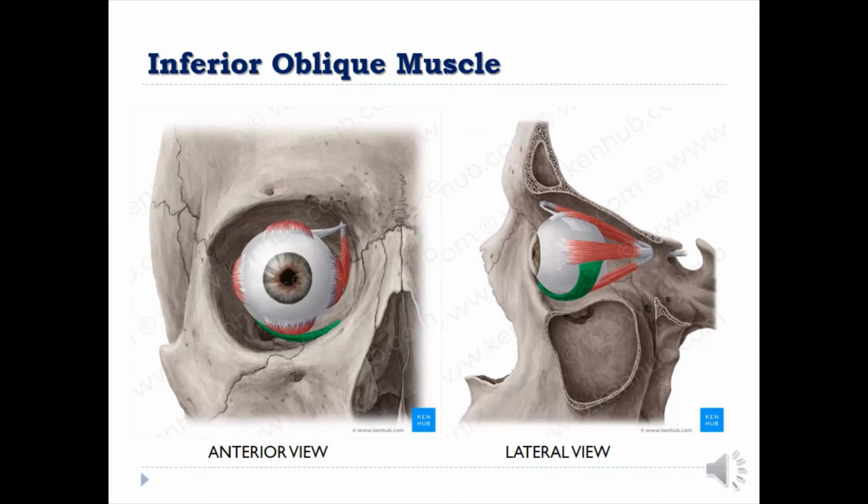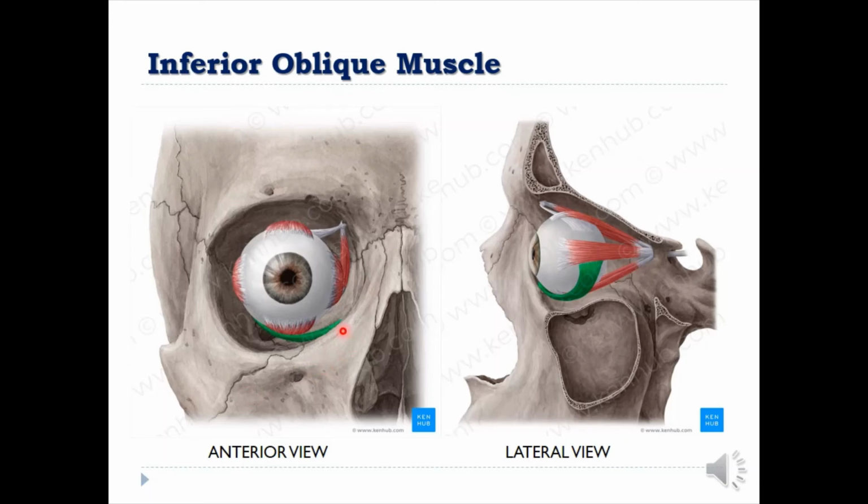Right, so this is a different view of the inferior oblique muscle. This is the anterior view and this is the lateral view. Now, if you remember the bones of the orbit, you can try to recall them over here. This is the frontal bone. This one is the maxillary bone, that is your cheek bone. And this is the zygomatic bone. Zygomatic, frontal, and maxillary.